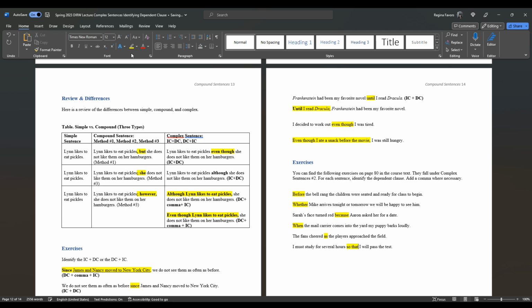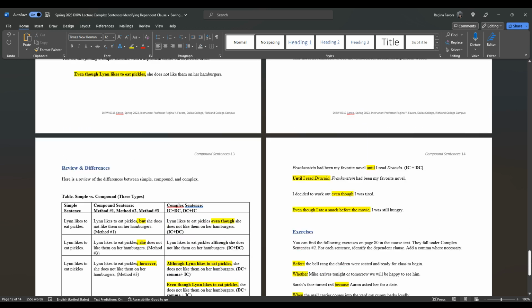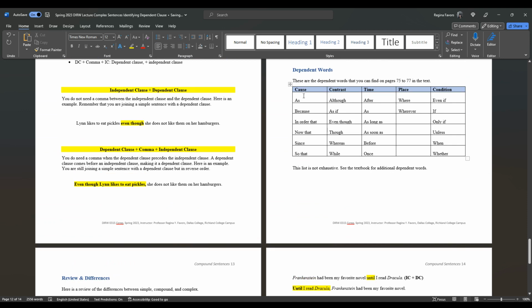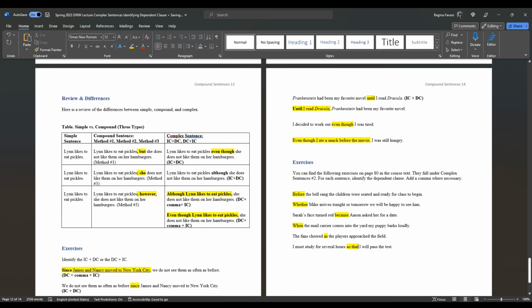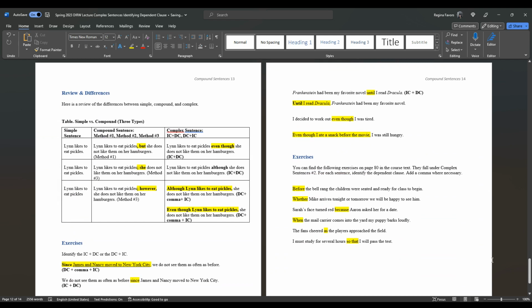So if you take the time to outline the dependent word, let me go back to that chart for a minute. In terms of cause, contrast, time, place, condition, you have all these different types of dependent words. So identify the dependent word first, using that chart in your course text. Once you understand where the dependent word is, whether at the beginning or in the middle of the sentence: if it's in the middle, we don't need a comma before or after. So we can just outline the dependent word and everything that follows it. Underline it.